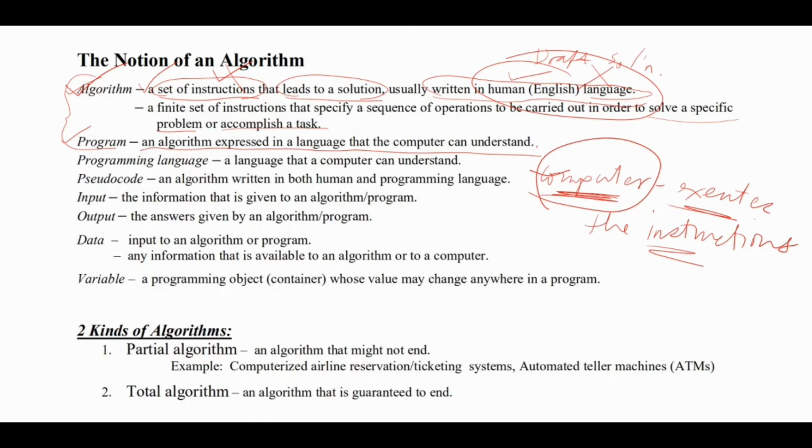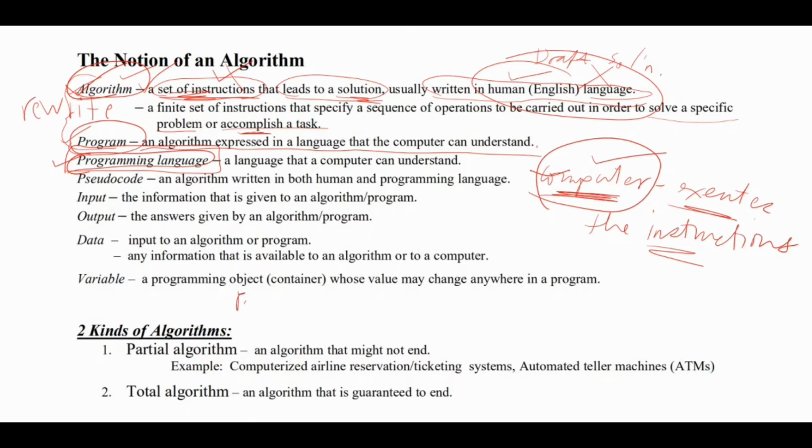That is why we have to rewrite the algorithm using a programming language. Now, when that algorithm's set of instructions is already written using a programming language, then we call that set of instructions a program. Now, let's have an example.